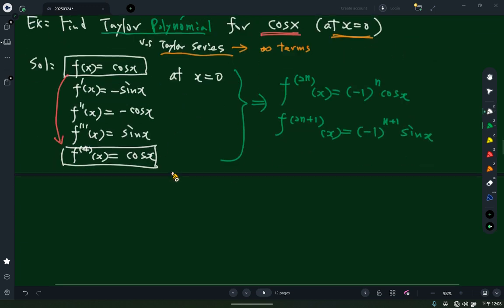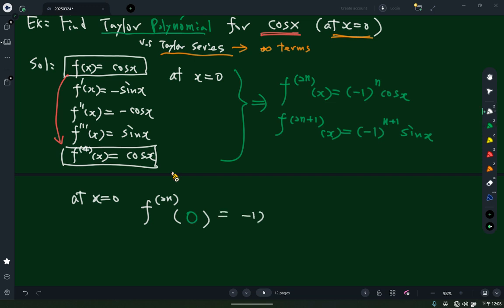Then when we evaluate at x equal to 0, the 2n-th derivative of f at 0 will be negative 1 to the power n, and the 2n plus 1-th derivative of f at 0, since it will be sine 0, right? Sine 0 is always 0, so this term will always be 0.